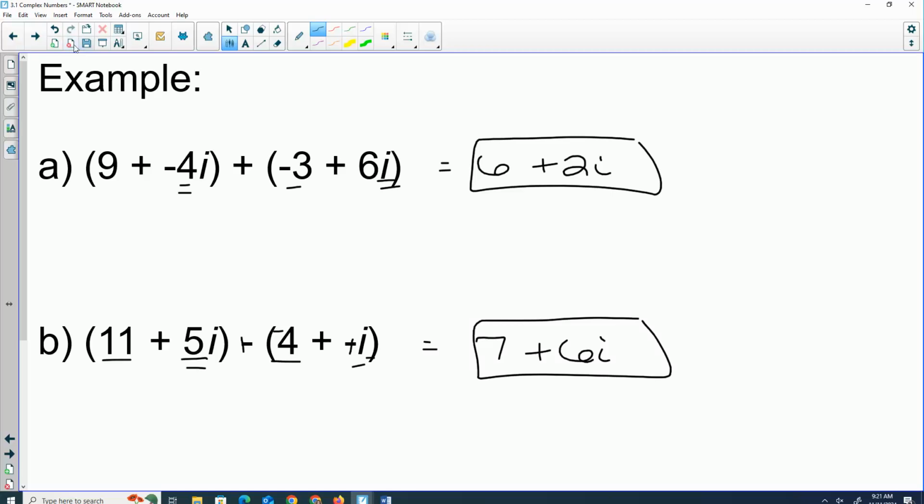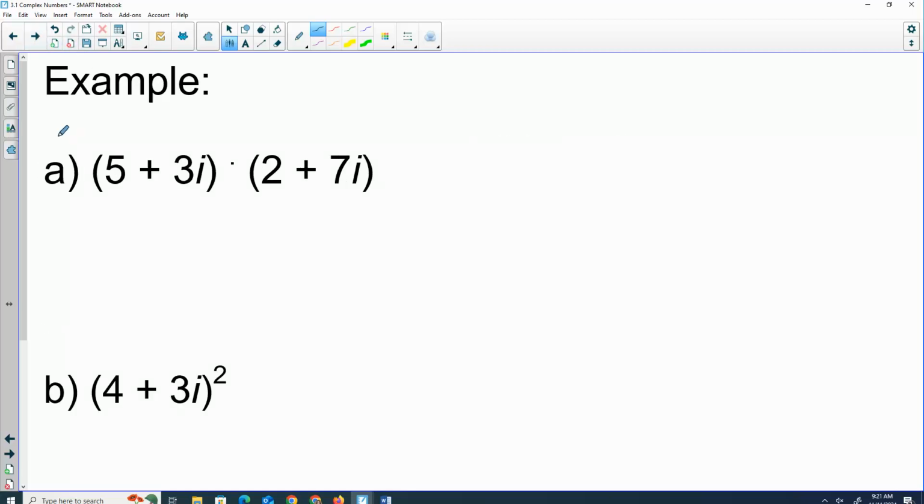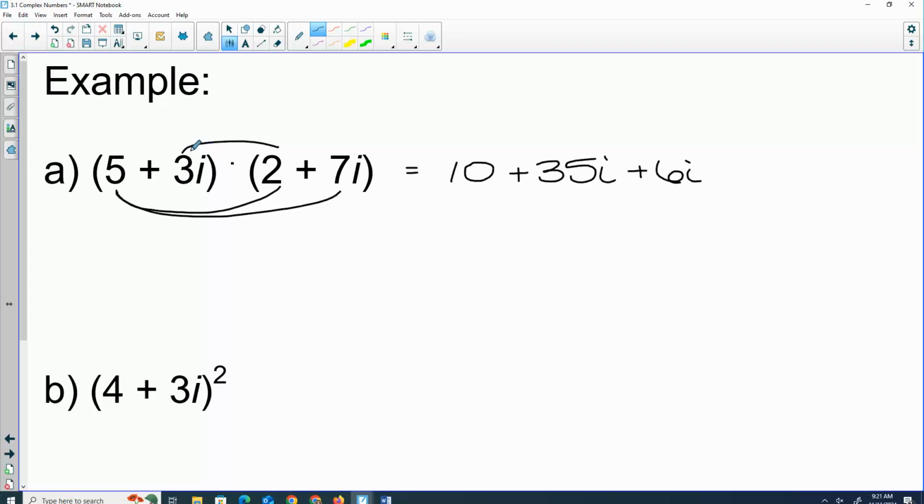All right. Let's talk about multiplying then. If we multiply with these imaginary numbers, what do you think we have to do? FOIL. Same thing we would do if it were x's and not i's. So if I FOIL these, we get 10 plus 35i plus 6i.